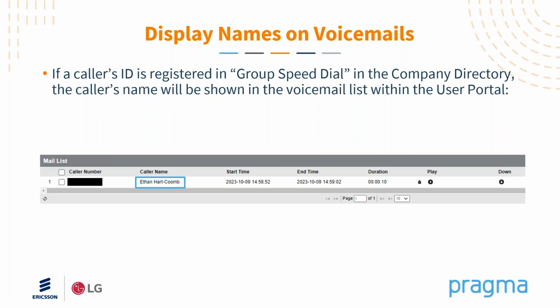So, display names on voicemails. In the user portal, if customers using the user portal have any voicemails left and that number is in the group speed dial for the customer, it's going to present that customer name on any voicemails rather than just showing the number. It will obviously pull the alpha tag, and whatever the customer name is that you've got set will be shown.